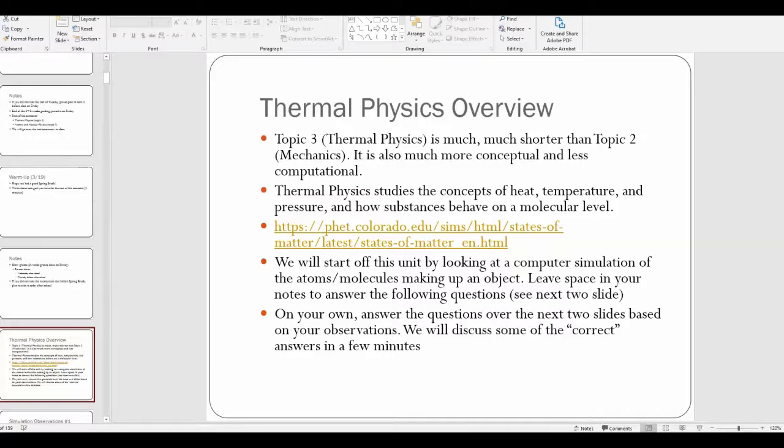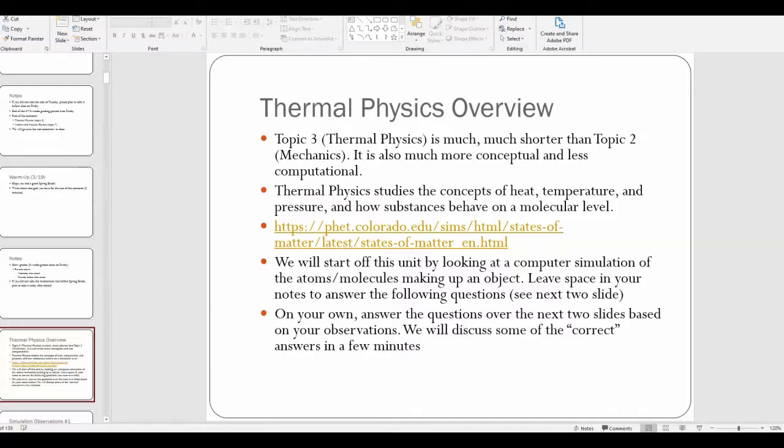It is less computational. There are calculations, of course, there's calculations in every unit, but there's also a lot of concept things that you just need to know. I will say that this topic is much shorter than topic 2. We did, I think, 6 or 7 units in topic 2. We're only going to do 1 unit in topic 3. And so this is going to be like 3.5 weeks, and then we will be done with topic 3.